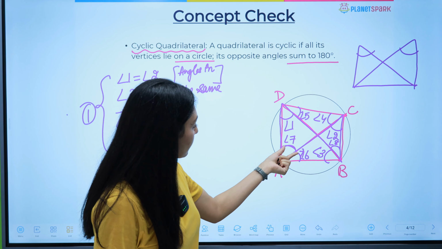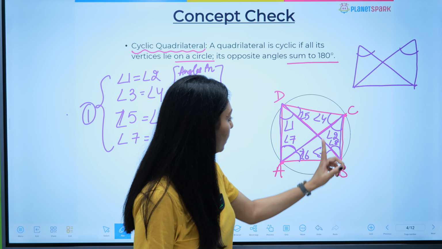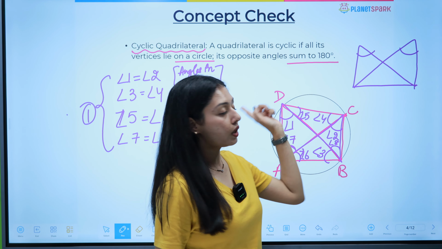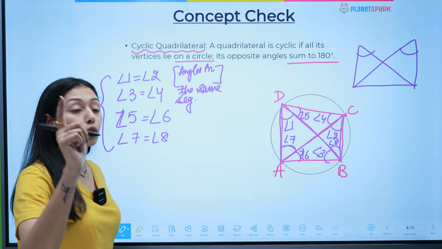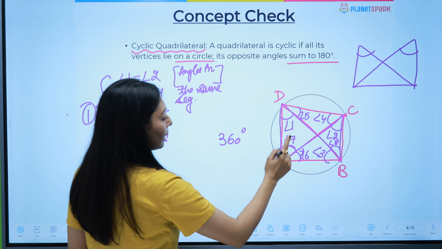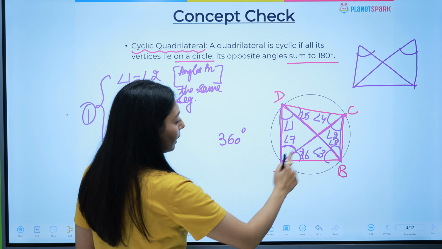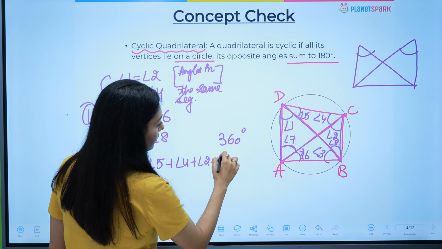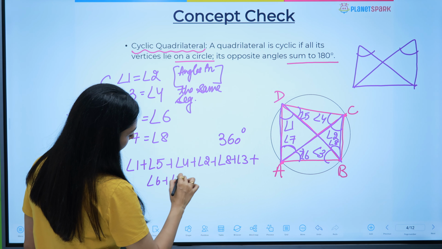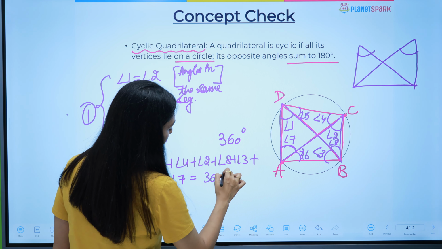Right, everybody? 6 plus 7 is angle A, 3 plus 8 is B, 2 plus 4 is C, 1 plus 5 is D. When we add the 4 angles of a quadrilateral, what is the sum, everybody? Angle sum property for quadrilateral, 360 degrees, right? So if we add angle A, angle B, angle C, angle D, that means we are adding angle 1 plus angle 5 plus angle 4 plus angle 2 plus angle 8 plus angle 3 plus angle 6 plus angle 7. That is equal to 360 degrees.